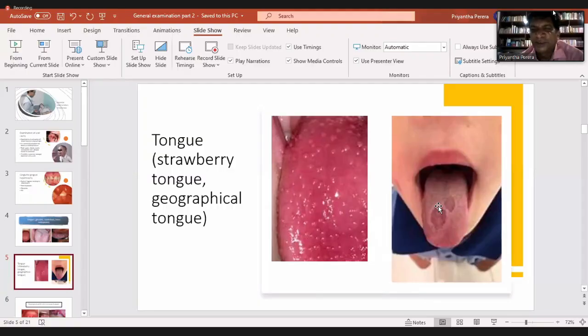What is the obvious feature there? The tongue has some kind of abnormal patches. Are they elevated patches or depressed patches? Depressed patches, right? So this is what you call geographical tongue. Geographical means this looks like maps.